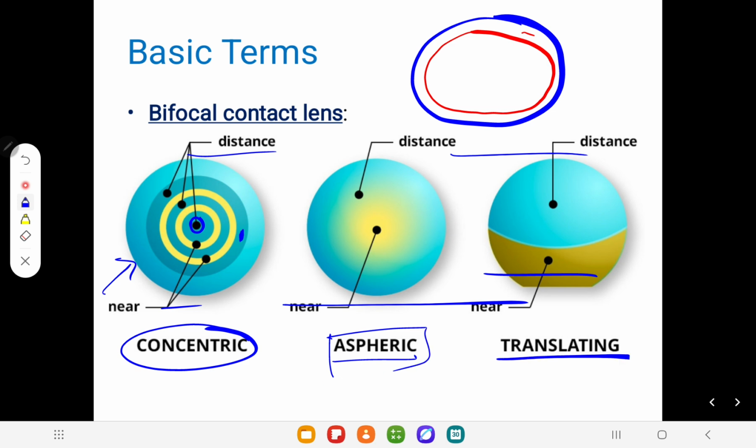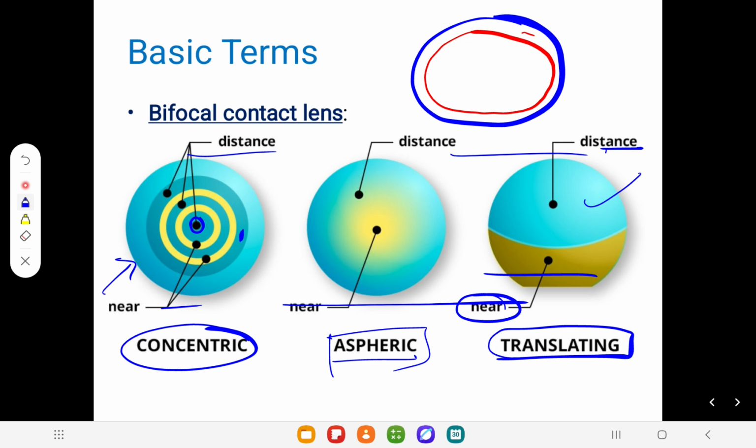And another is translating, which is commonly like glasses. Yes, it's commonly found in rigid glass and rigid contact lens. The upper portion holds the distance power and the near portion holds the near power, and it's basically a translating bifocal contact lens, which depends upon the translation when the patient looks at near.